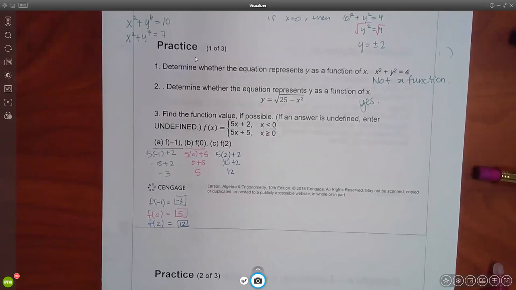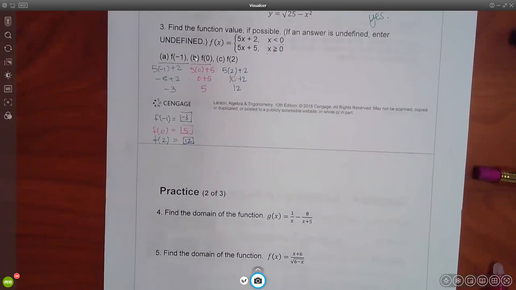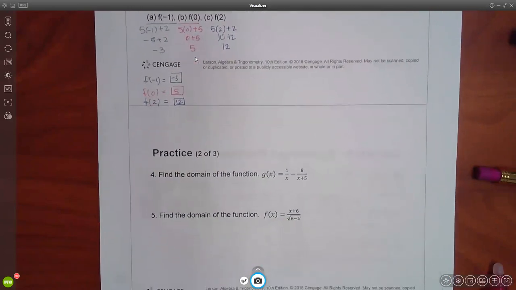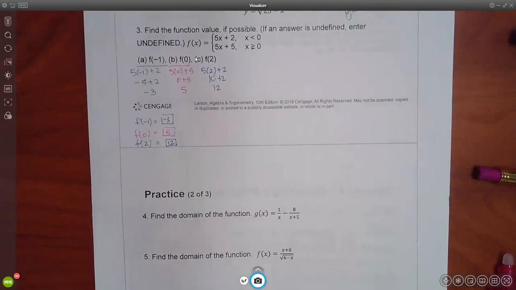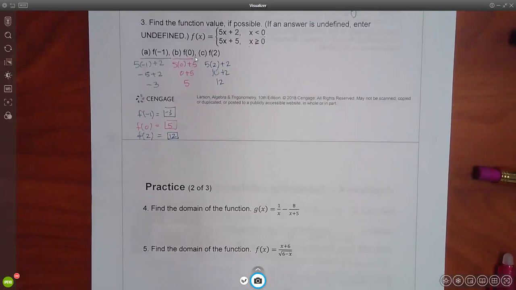Oh, this one's tricky. So now they want the domain. What do you think we should do to find the domain of G? Set what equals 0? That is not incorrect, that is correct, but it's not completely the answer. That is part of what I have to do. What else do I have to do?